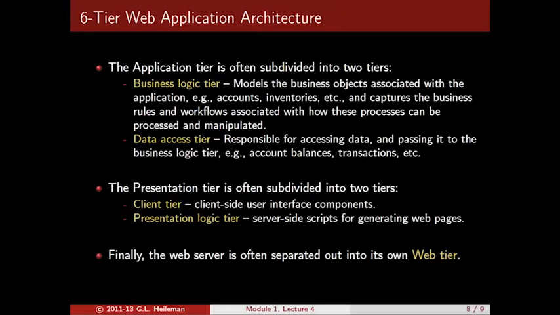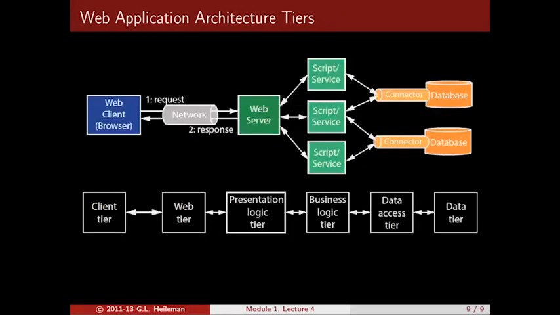Let's look at this now within the context of the web application architecture that we've already discussed. Here we see a client tier that maps to the web browser. We see a web tier that maps to the web server. And then we see this presentation logic, business logic, that this is the part that we'll spend a lot of time on, that maps to basically this set of functionality here.